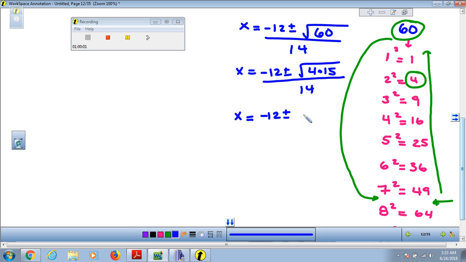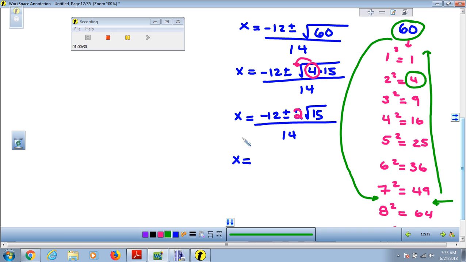Negative 12 plus or minus. What are you supposed to do here? 4 has a perfect square root, 15 does not. So then you're going to factor out the number that has a perfect square root. You're going to take the square root of that number. What's the square root of this one? It's 2. Right? You take it outside. You don't have to leave it inside the square root anymore because you already took the square root of that number. The 15 that doesn't have a perfect square root, leave it inside.